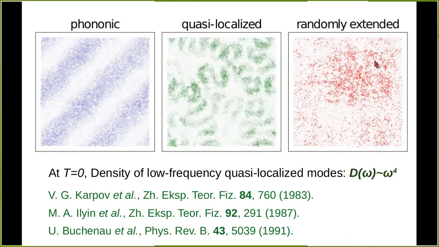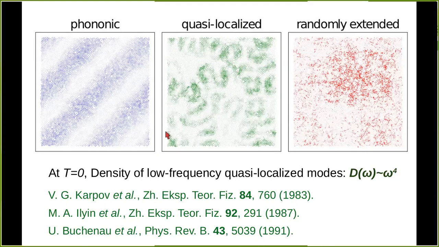In the randomly extended mode, particles that are participating in motion are randomly placed in space. This is a picture of a quasi-localized mode. This mode is neither random like a randomly extended mode nor extended like a phononic mode. And this is what we call a quasi-localized mode, according to the definition of participation ratio.